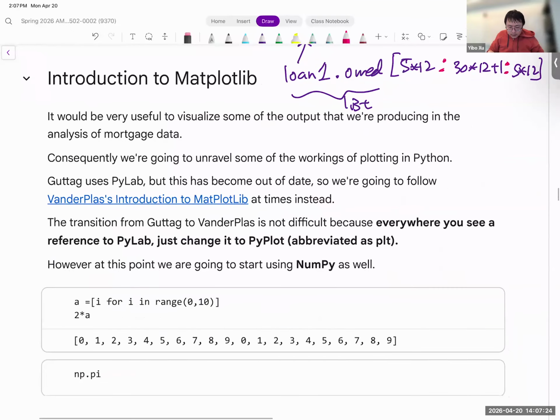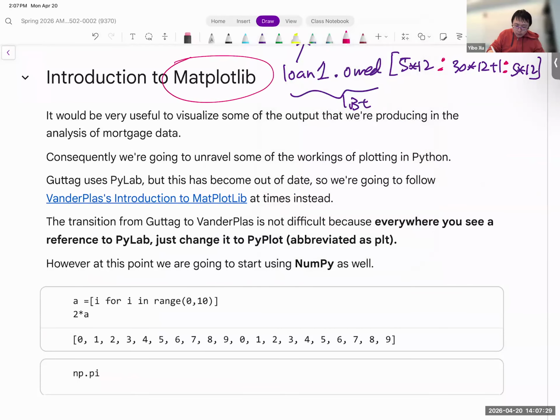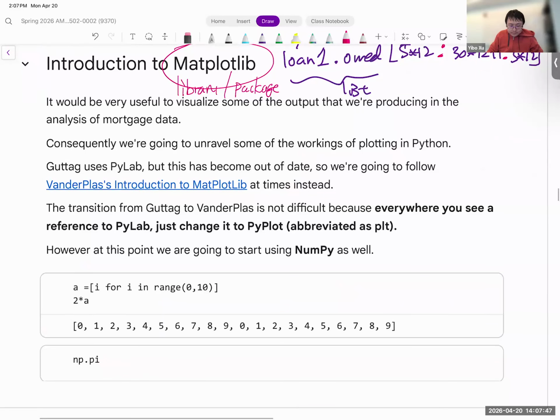Okay, so matplotlib. This is the Python package for doing plots. You can call it a library, or you can call it a package. We want to, of course, visualize certain outputs comparing different kinds of mortgage data. So that's where we utilize this kind of plotting tool.